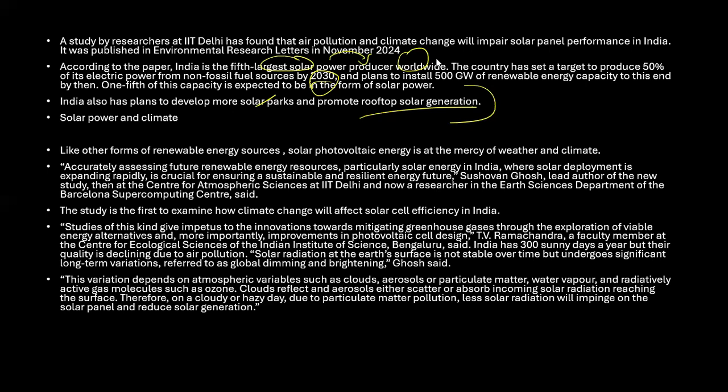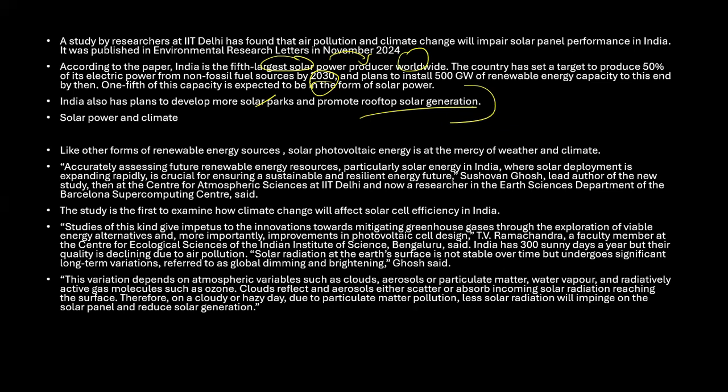A study examined the effect of climate change on solar panel efficiency in India. It found that solar energy production is decreasing due to air pollution and higher temperatures. So we have to understand that the air pollution happening in our country and also the temperature rise is basically reducing the efficiency of our solar panels. This is something that we need to understand. How? We'll see that.